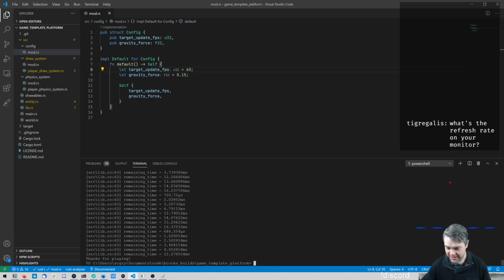What's the refresh rate on your monitor? That's a good question. Let's see, will the settings tell me what the monitor itself thinks it is? Display, no, you're not. Response time is normal, whatever that means. Normal or fast? How about fast? That still won't give me a number.